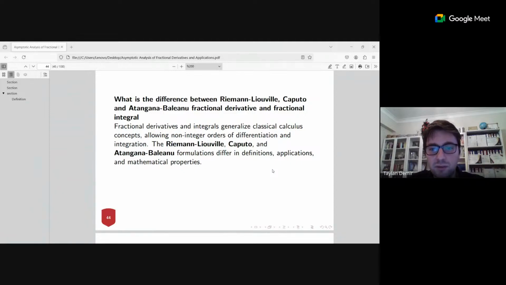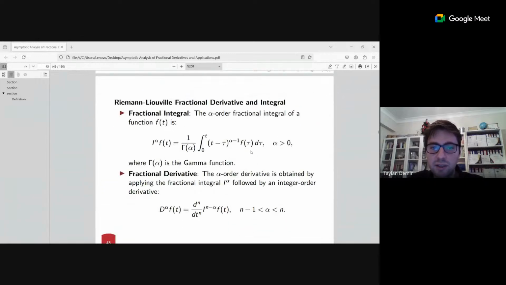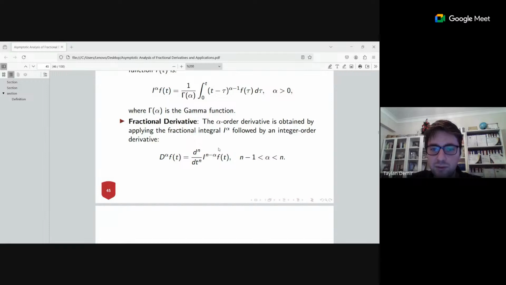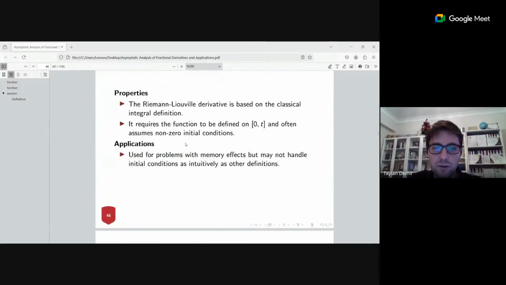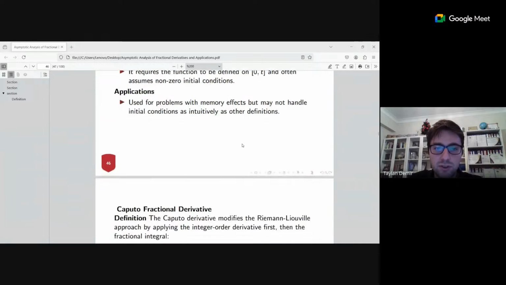What is the difference between the Riemann-Liouville, Caputo, and Atangana-Baleanu fractional derivative and fractional integral? Fractional derivatives and integrals generalize classic calculus concepts, allowing non-integer orders of differentiation and integration. The Riemann-Liouville, Caputo, and also Atangana-Baleanu formulations differ in definitions, applications, and mathematical properties. The fractional integral is important to understand fractional calculus. And this is the Riemann-Liouville type fractional integral. Similarly, alpha is the fractional order. And this is the fractional order derivative according to the Caputo derivative, where alpha is between n minus 1 and n, and n is the higher order. As for properties, the Riemann-Liouville derivative is based on the classical integral definition. It requires a function to be defined on the closed interval 0 to t and often assumes non-zero initial conditions.